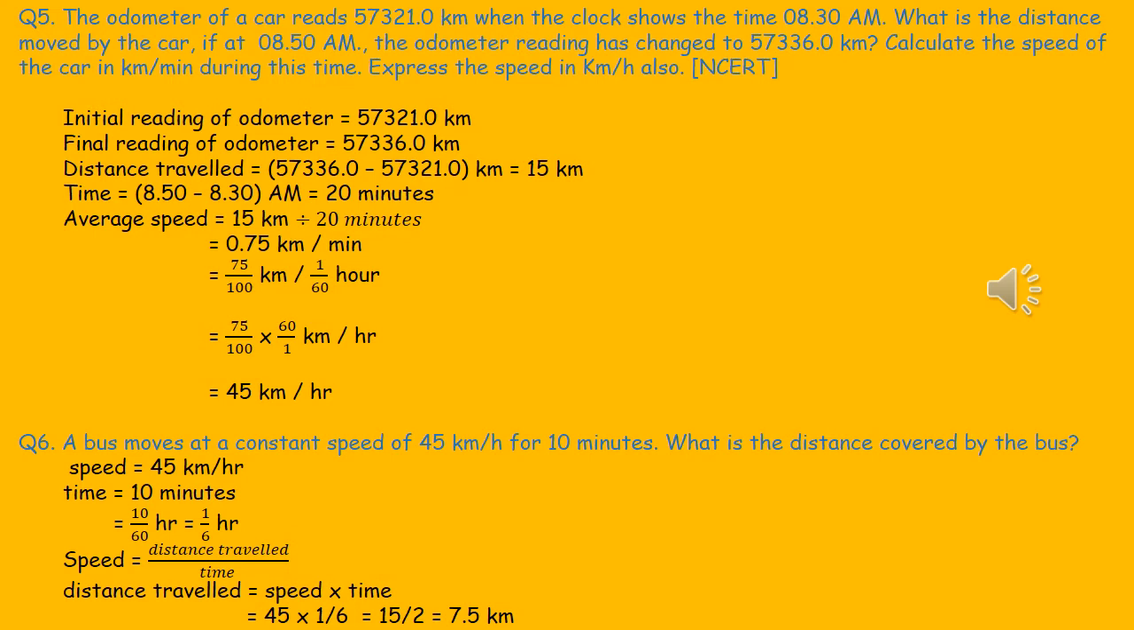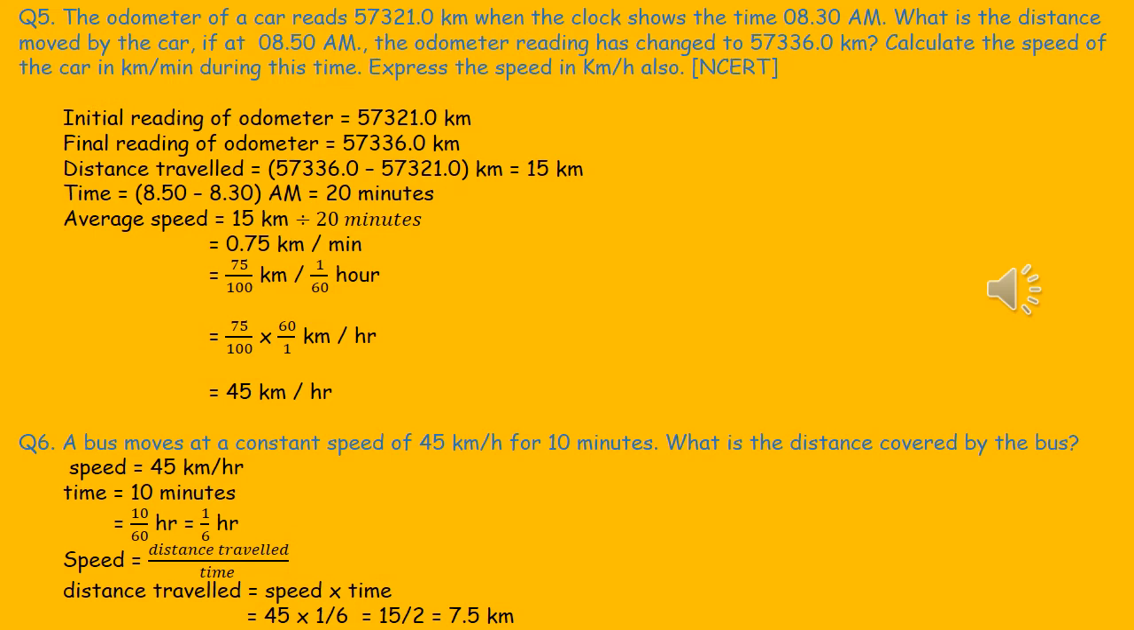Now we have to convert it into kilometer per hour. Now 1 minute we are converting into hour. 1 minute is equal to 1/60 hour. Why? Because 60 minutes make 1 hour. So instead of writing 0.75, we are writing 3/4 kilometer, and instead of 1 minute we are writing 1/60 hour. By taking the reciprocal and by reducing it, we are getting 45 kilometer per hour.